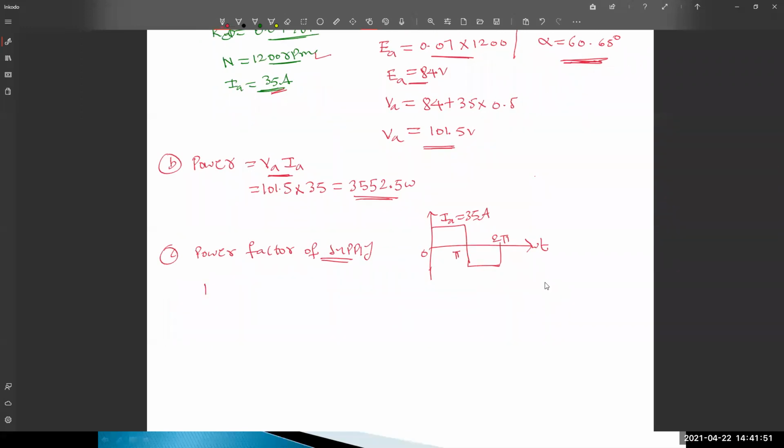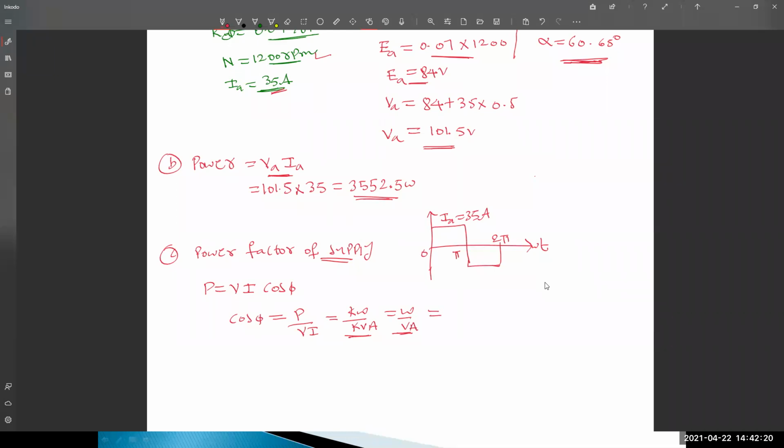Power is equal to VI cos phi. Am I right? Then cos phi is equal to power divided by V into I. Actually, this is active power divided by apparent power, kW by kVA. Understood? Otherwise, watts per VA.